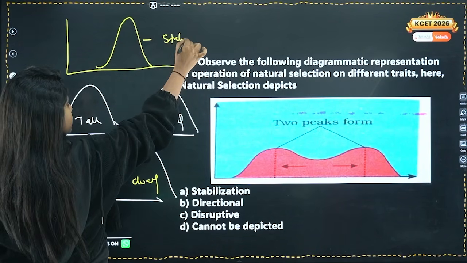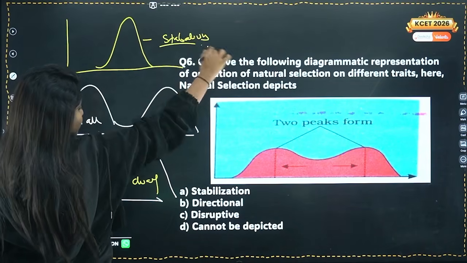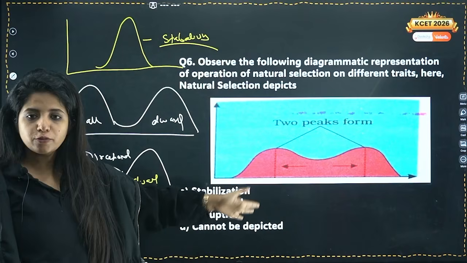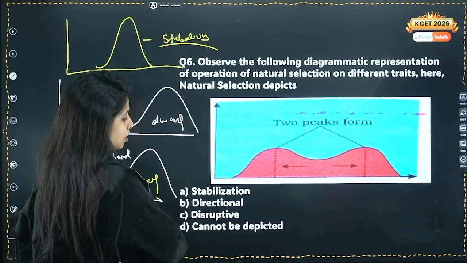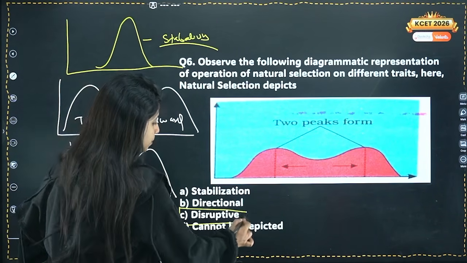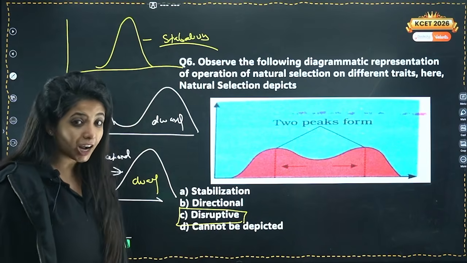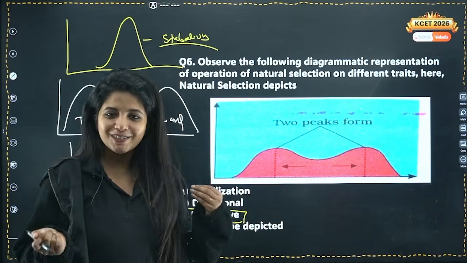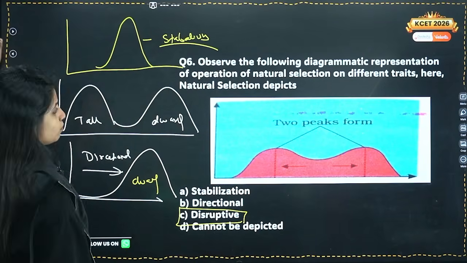Stabilizing graph. Among them, if you see two peaks, two peaks means disruption is happening, not stabilization, not directional. It is disruptive, and then it cannot be depicted, if you do not study. But you are studying right over here. You're good children.